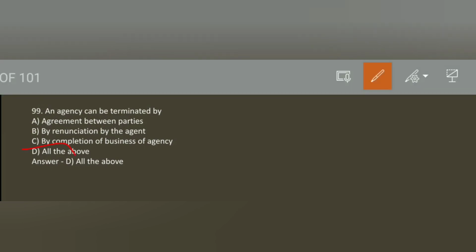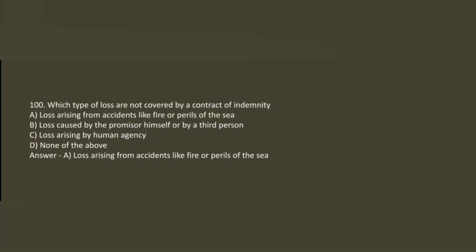Question number 99. An agency can be terminated by? Correct answer option D. Question number 100. Which type of losses are not covered by a contract of indemnity? Correct answer option A, losses arising from the accident like fire or perils of the sea.